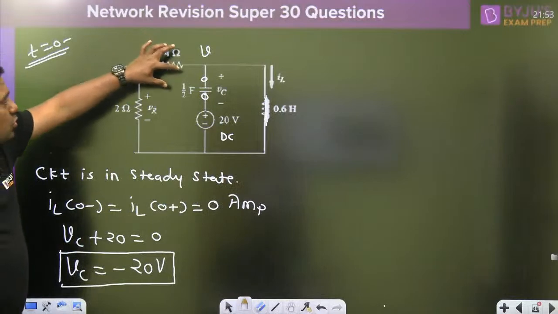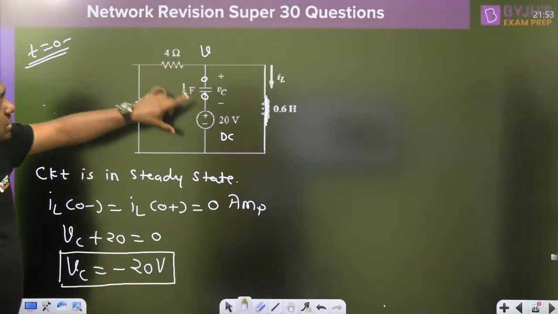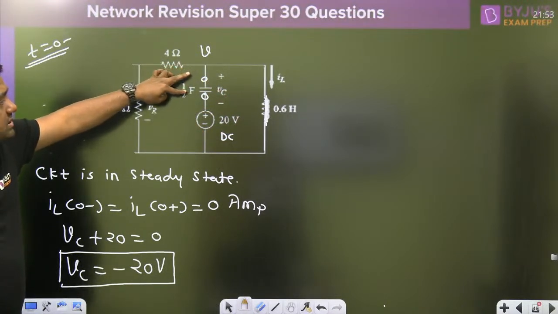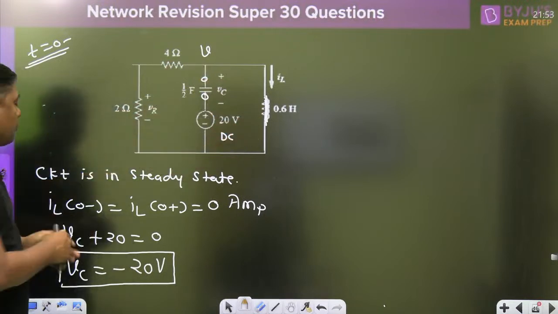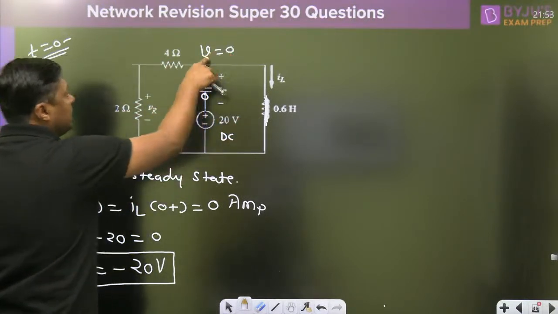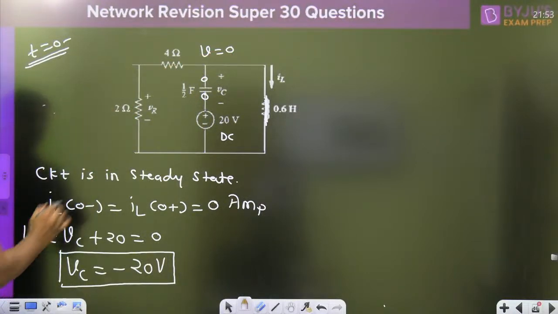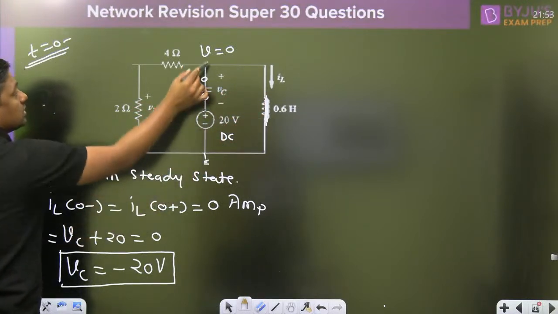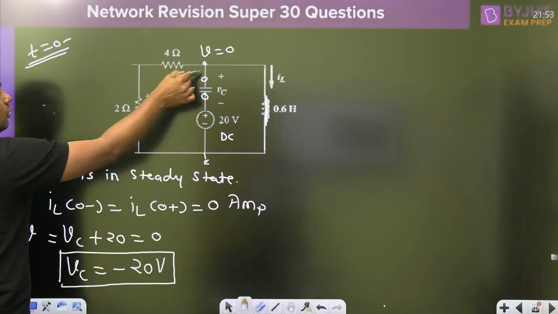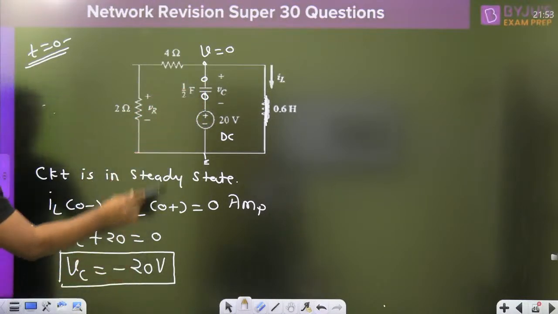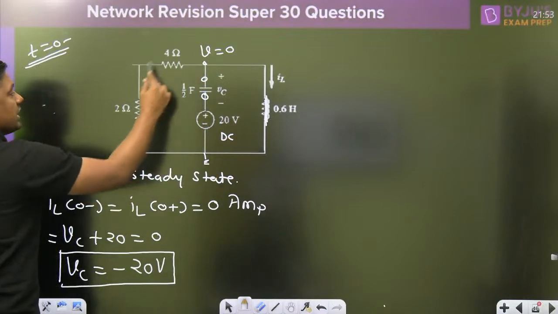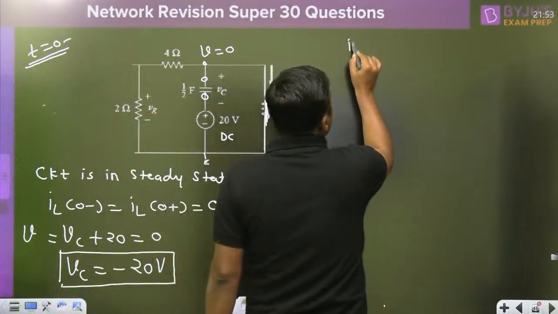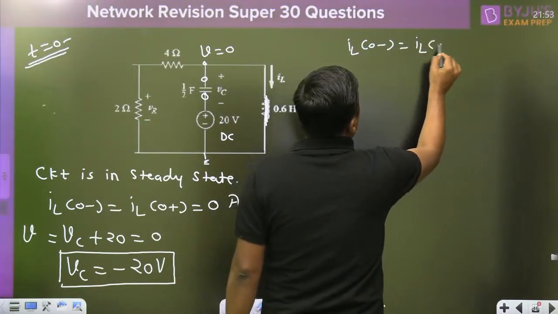So the capacitor acts as open circuit, and this current source acts as open circuit. This is the 20 volt. Total 20 volt will come across this, because this will act as a short circuit. So what is the voltage at this point? It will be 0. I am writing the equation: V is nothing but VC plus 20 volt, because this branch acts as short circuit, so this voltage becomes 0. So the voltage is VC minus 20 volt. What is the current here? 0. In this branch? 0. Everything is 0. Now IL at 0 negative is equal to IL at 0 positive, which is 0.